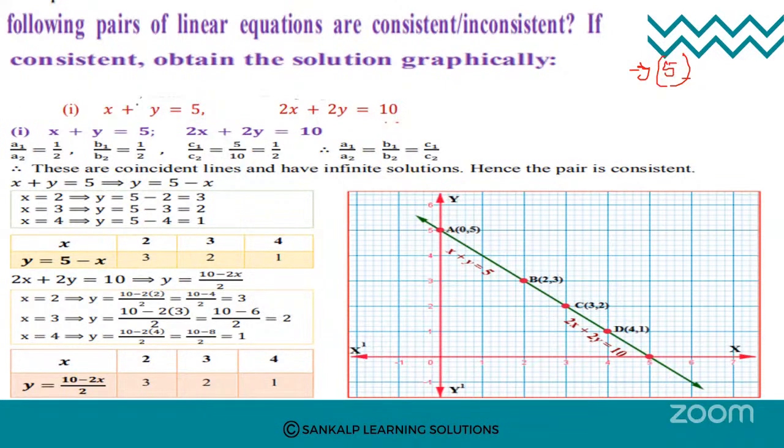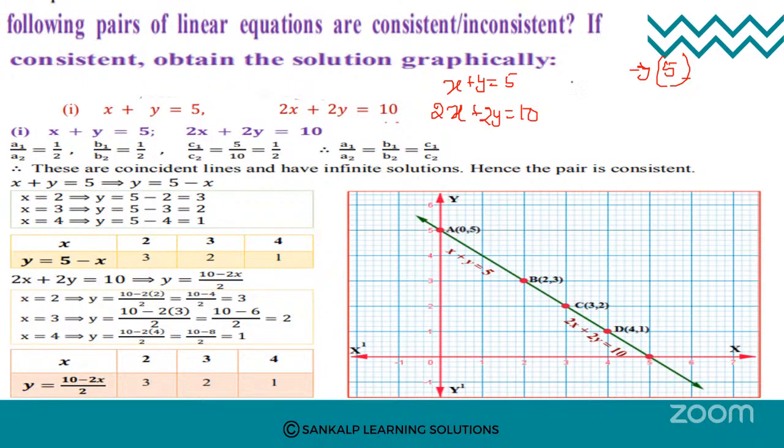So, first they have given us the equations, that is x plus y is equal to 5 and 2x plus 2y is equal to 10. This is our equation. First understand the question carefully. If the equations are consistent, then only we can obtain the solutions by using graphical method. So for that, first we need to check whether they are consistent or not.